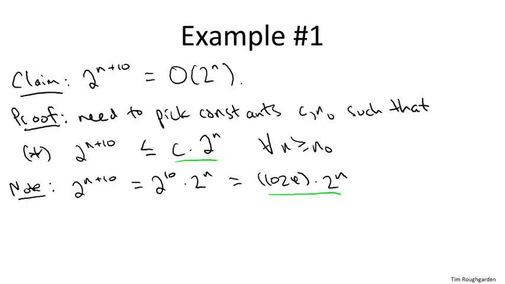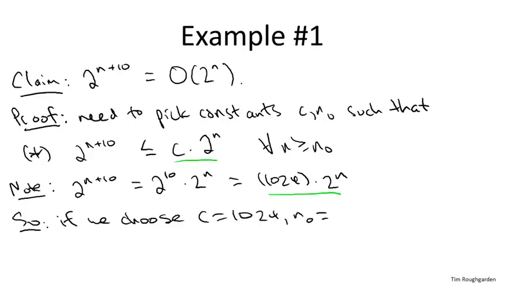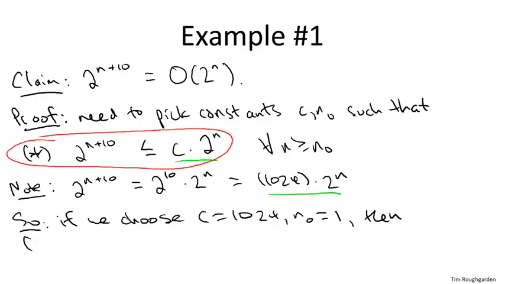So if you look at where we are so far and where we want to get to, it seems like we should be choosing our constant c to be 1024. So if we choose c to be 1024, and we don't have to be clever with n naught, we can just set that equal to 1, then indeed star holds, so the desired inequality. And remember, to prove that one function is big O of another, all you've got to do is come up with one pair of constants that works. And we've just reverse engineered it, just choosing the constant c to be 1024 and n naught to be 1 works. So this proves that 2 to the n plus 10 is big O of 2 to the n.